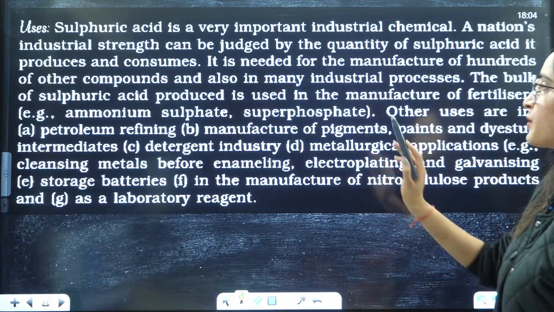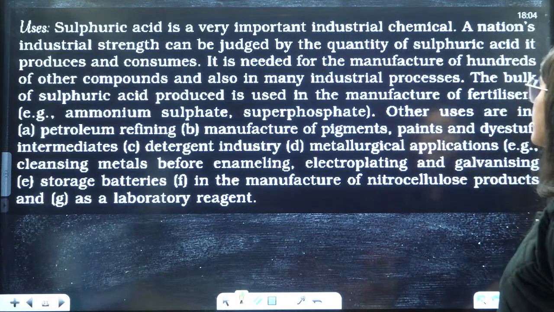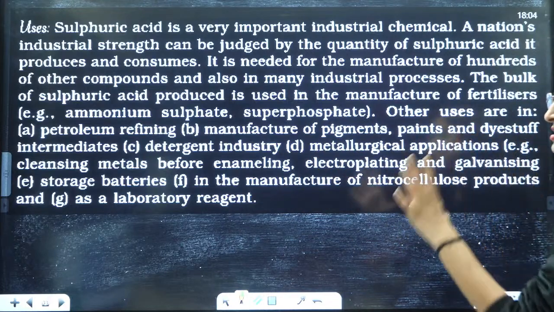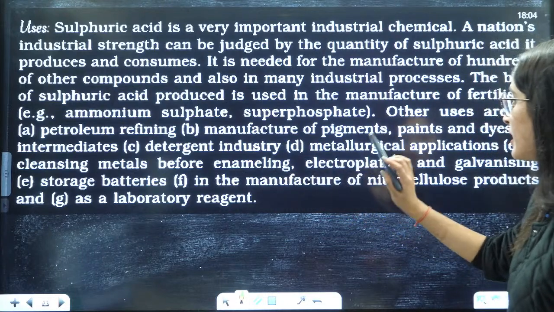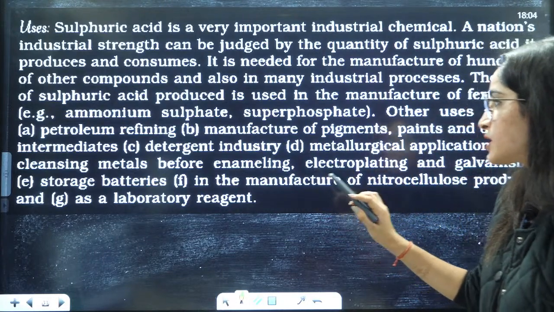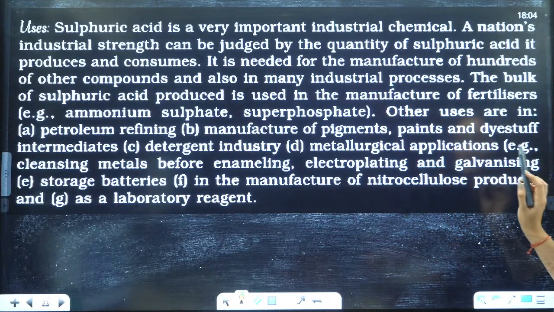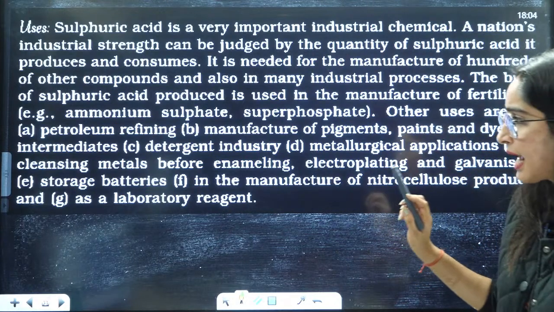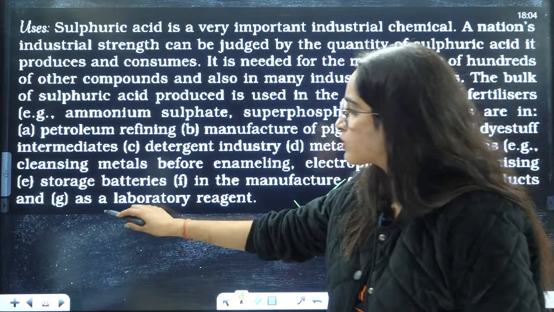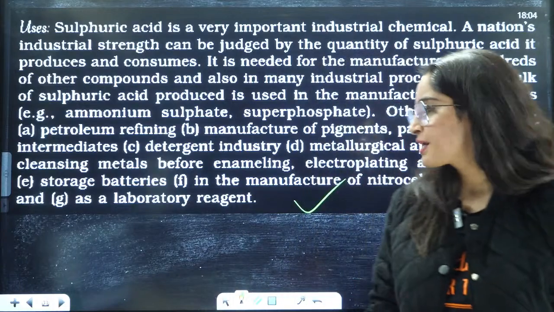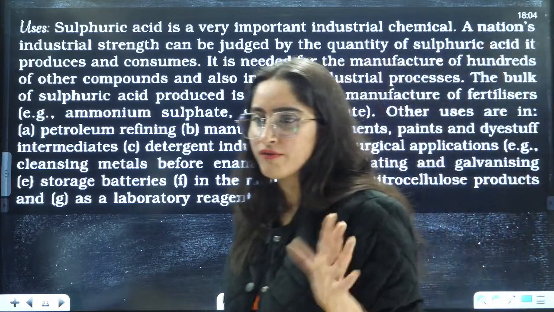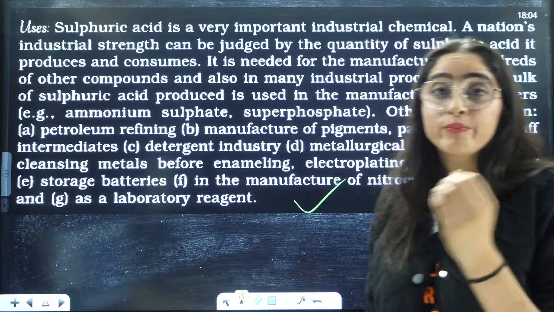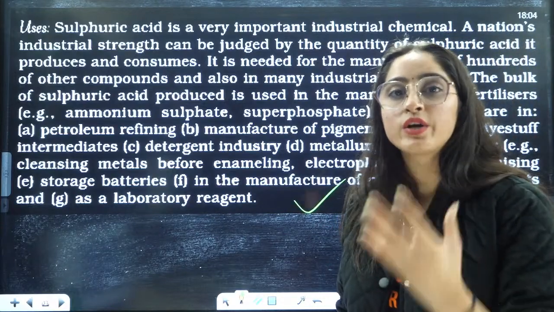The bulk of sulfuric acid produced is used in the manufacture of fertilizers, right? Other uses are in petroleum refining, manufacture of pigments, paints, dye stuffs, intermediates, the detergent industry, metallurgical applications, and cleansing metals before enameling. Then you have electroplating, galvanizing, storage batteries, the manufacture of nitrocellulose products, and laboratory reagent. In your syllabus, you must have used this as storage batteries as well as laboratory reagent. Most of these things you have seen in physical chemistry as well as organic chemistry, showing how important H2SO4 is in the chemistry world, right?